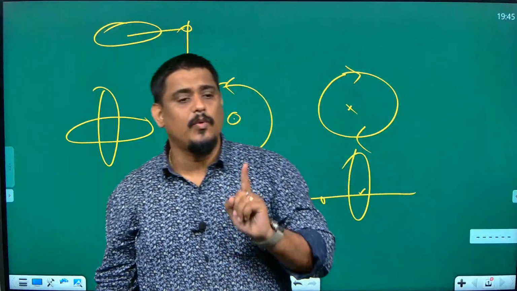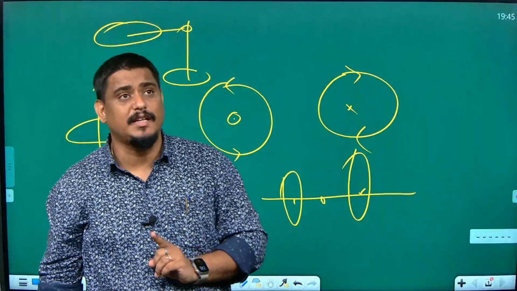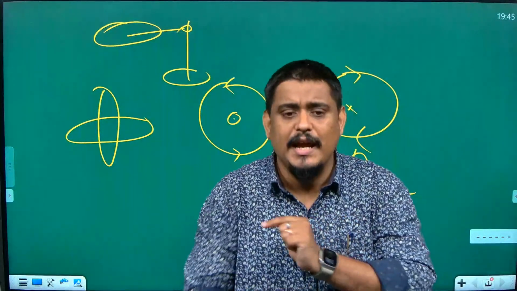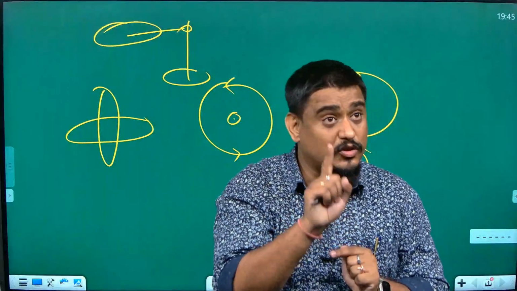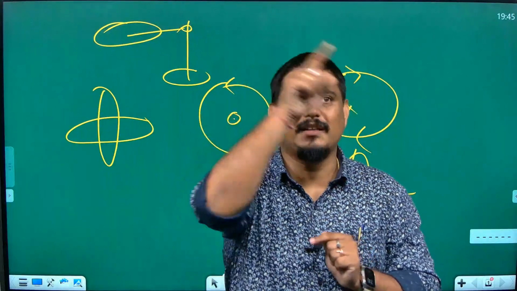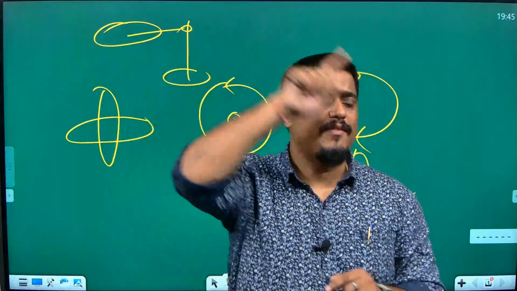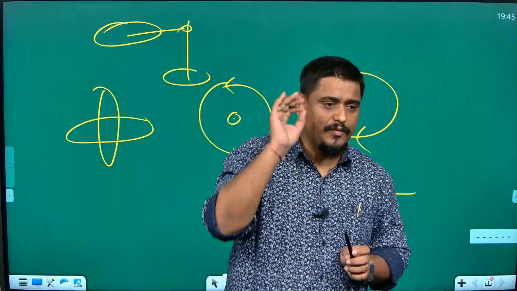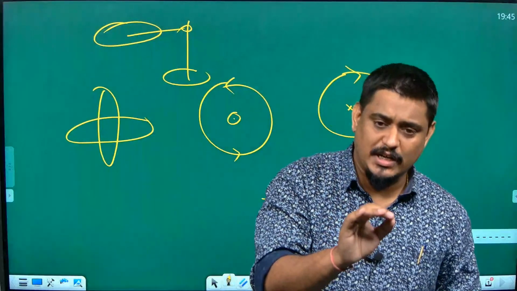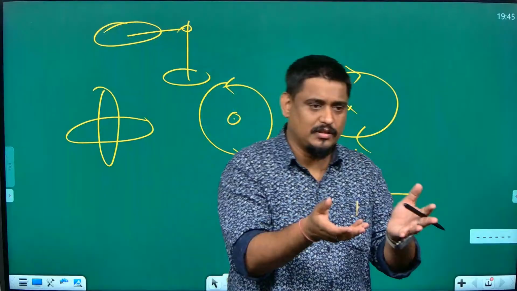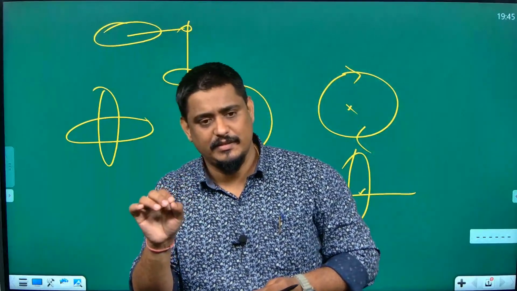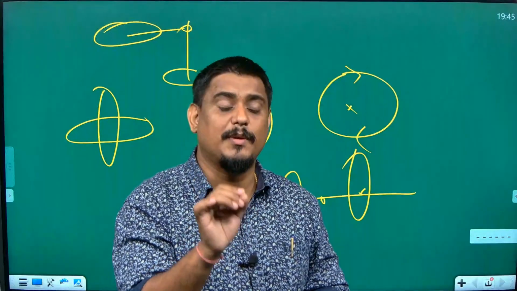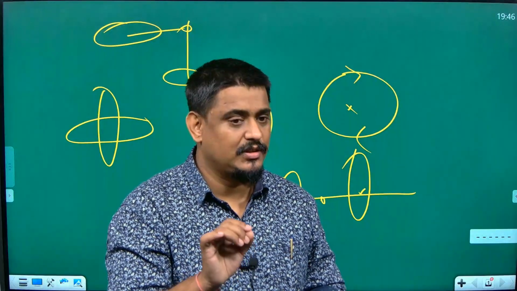Then I told you what is the behavior of a charged particle entering a magnetic field. If a charged particle enters the magnetic field normally, it starts taking a circular path. The radius of the circular path is mv by qB, where m is the mass, v is the velocity, q is the charge on the particle, and B is the magnetic field. Very clearly, the radius is proportional to mass and inversely proportional to charge.